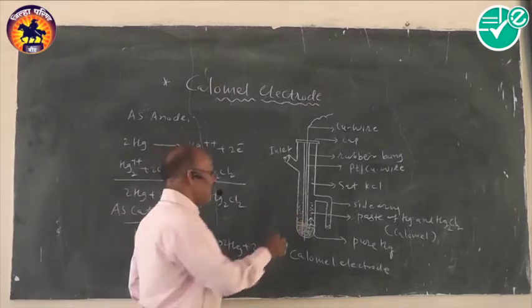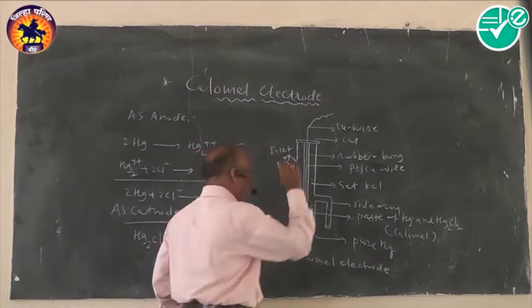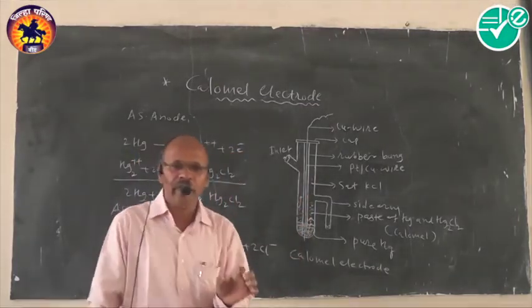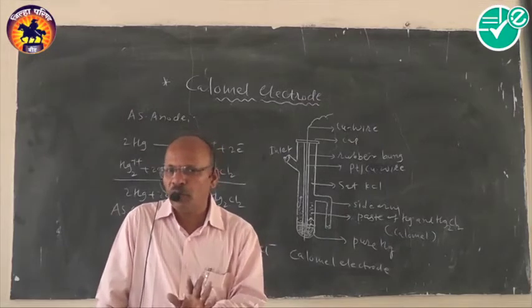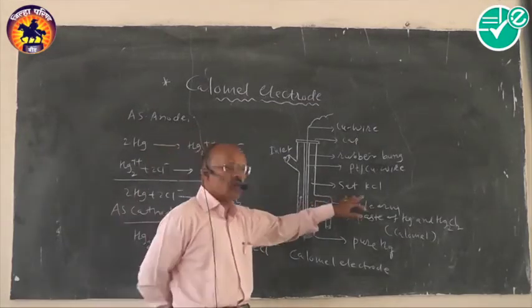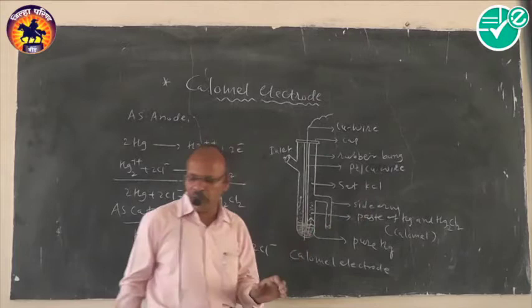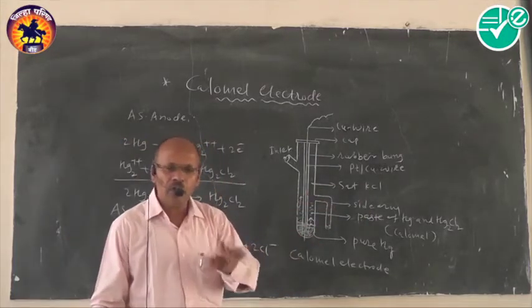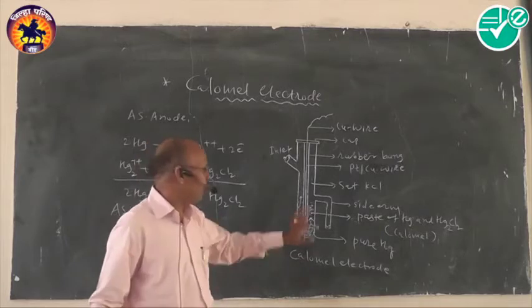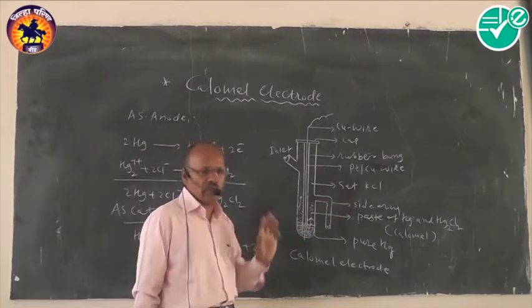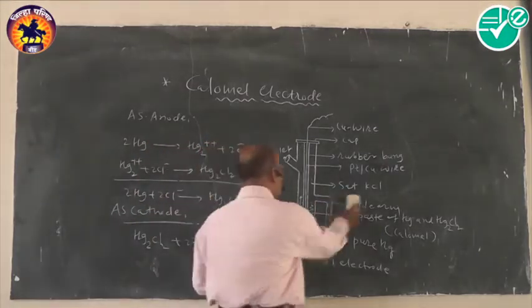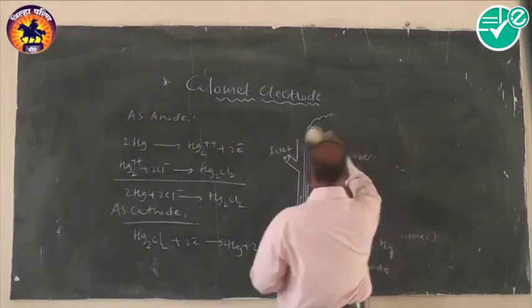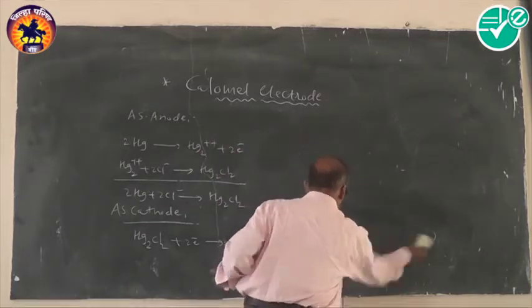These chloride ions are again sent towards the saturated KCl. Remember here that the potential of this calomel electrode always depends upon the concentration of the KCl. So you have to explain that point, which generally explains how the electrode potential of the calomel electrode varies with the concentration of the potassium chloride. Okay. Before that, let us have the cell representation for the calomel electrode.